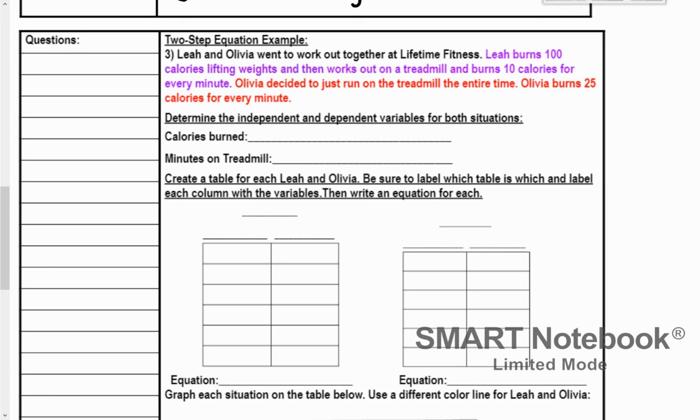So let's think about our independent and dependent variable. Which one is going to depend on the other one? That's going to be our calories burned. The total amount of calories that you burn depends on how many minutes they're spending on that treadmill. So our minutes on the treadmill is our independent.